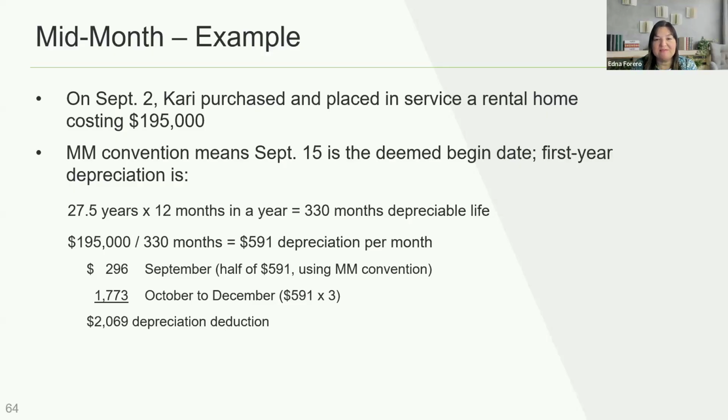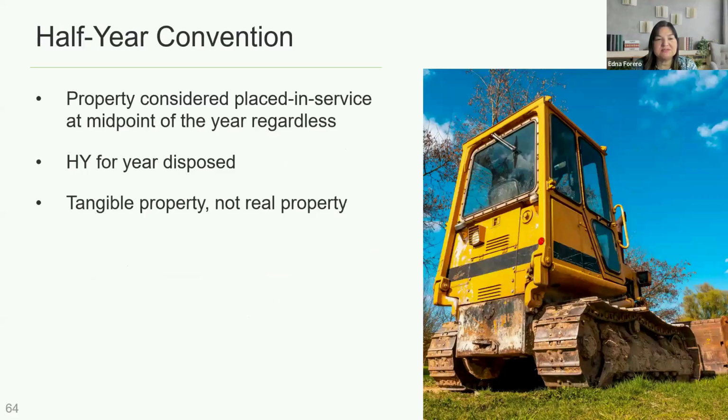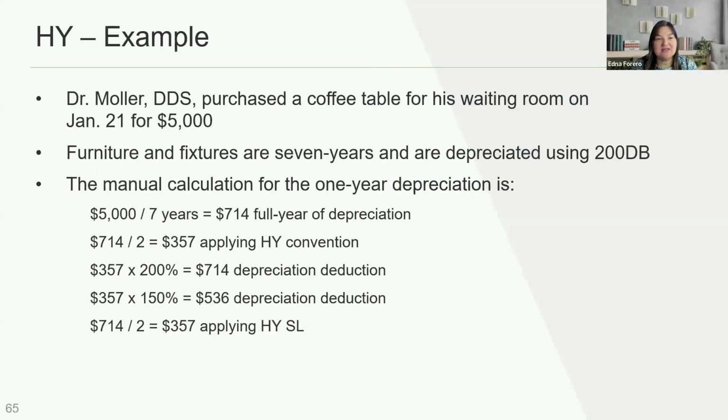All right, half-year convention is basically saying that the property was considered placed in service at the midpoint of the year, regardless of whether they placed it in the first 6 months or the last 6 months. It's a half-year convention. It's also used for the year of disposal. So again, a 5-year property is going to now have 6 years of depreciation available. It is on tangible property, not on real property. So here's an example for you of that.